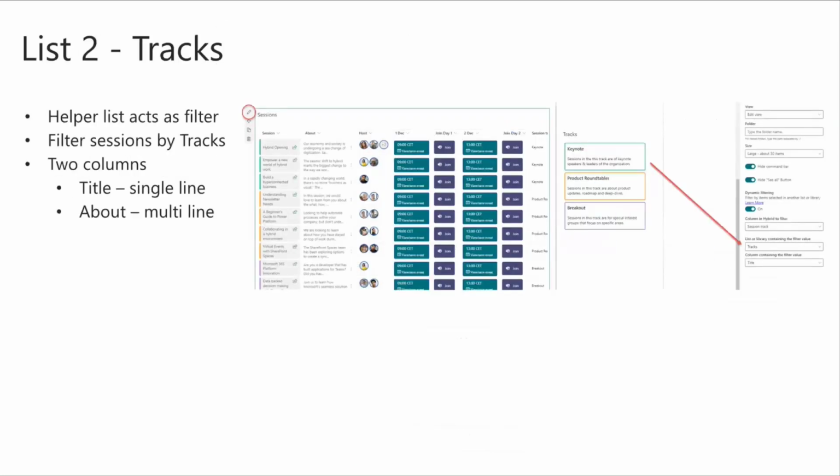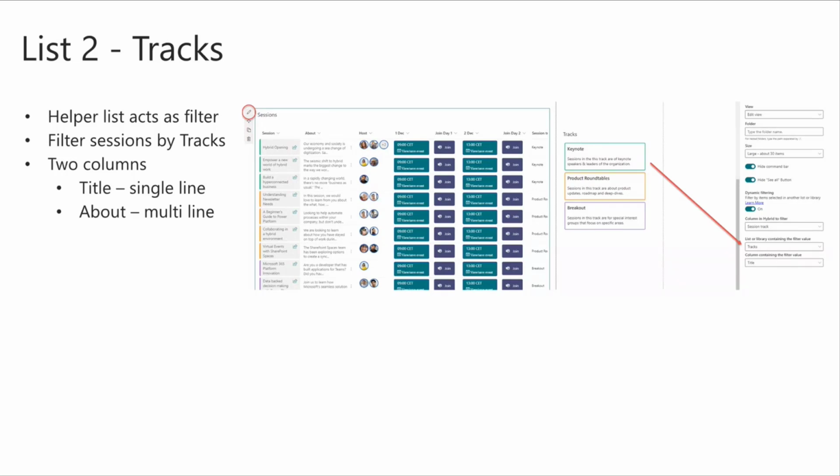The second list is the next one, and that is the tracks list. Like I was showing, this acts as a helper list that allows users to filter the sessions by tracks. This is how I've connected them: editing the sessions list, and then specifying, using the dynamic filtering on the sessions list, and then choosing the tracks list for the filter.